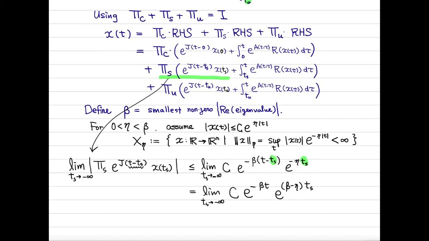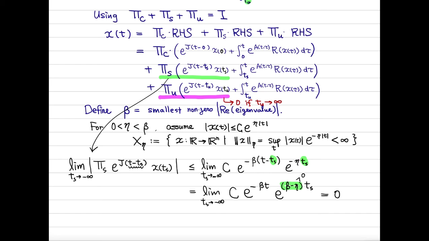Let me write one more line, just to make it explicit. Since beta minus eta is a positive number, if Ts is going to negative infinity, this will go to 0. In a similar way, the second part will also go to 0 if Tu is going to infinity.